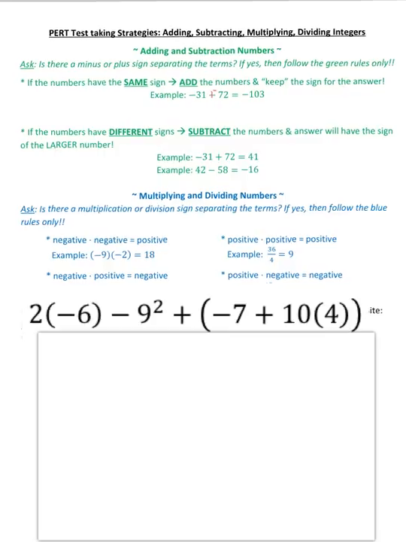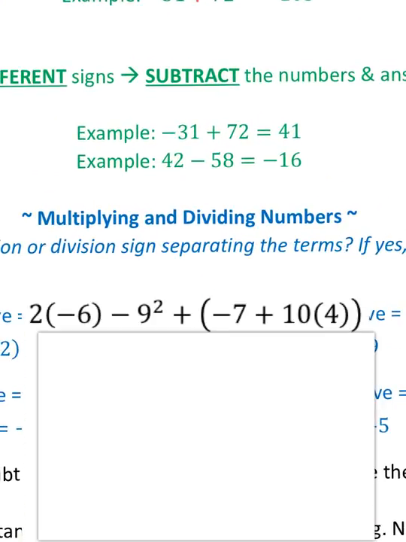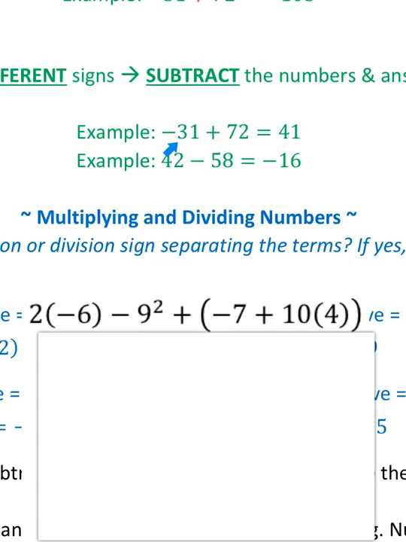So let's look closely at this problem. We have negative 31 plus 72. So I see that plus sign and I'm asking myself, okay, what do I have? Do I have the same sign and I'm going to add them, or do I have different signs and I'm going to subtract them? Looking at these, I have one negative and one positive, so I have different signs. I'm going to subtract these numbers. 72 minus 31 is 41.